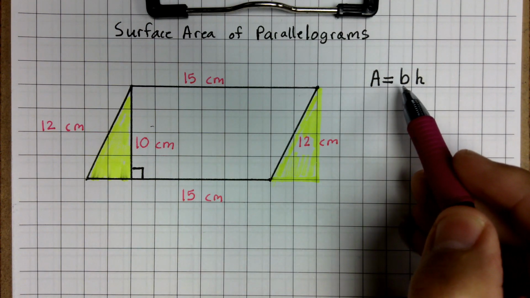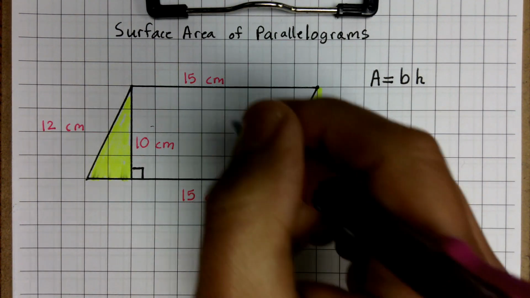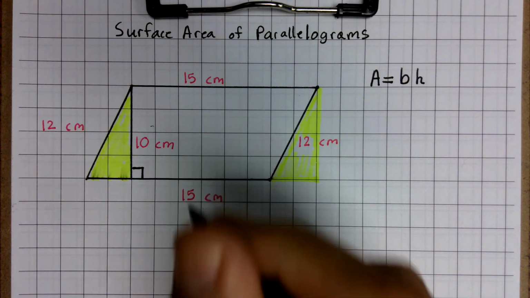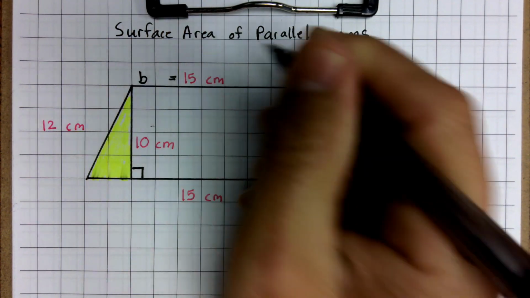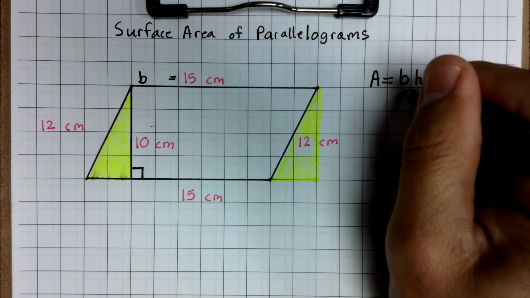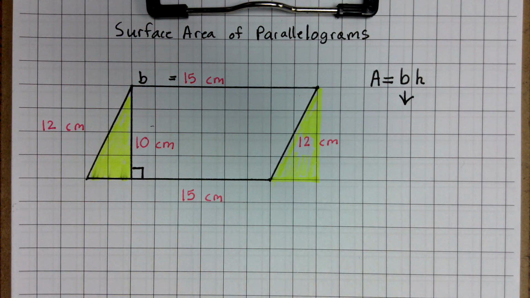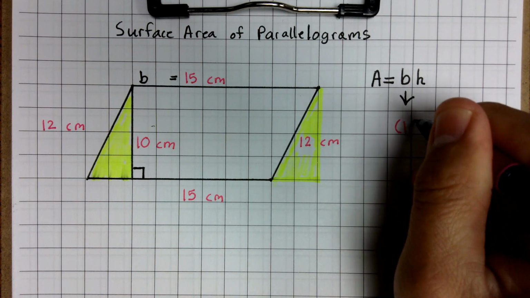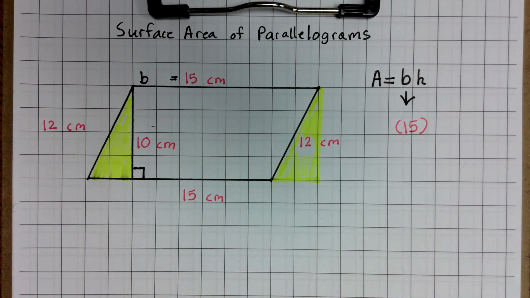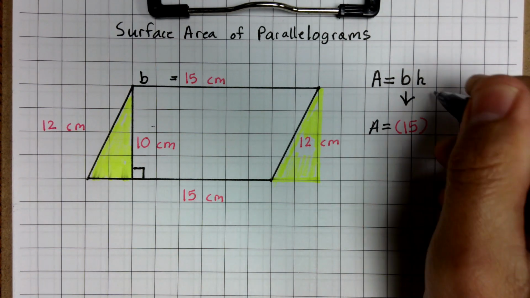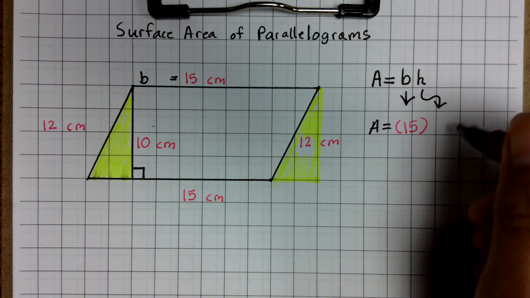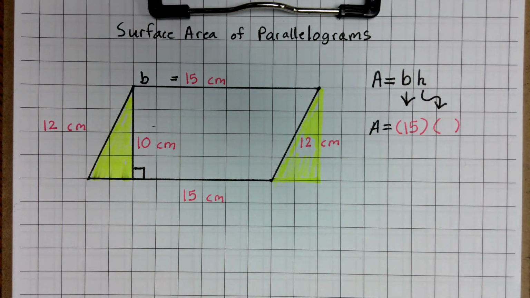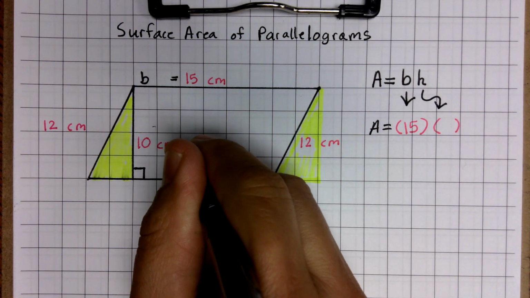So the formula just says, if we take the base of a parallelogram, and I'm going to start labeling stuff, the base is going to be 15. So B equals 15. So for this B, I'm going to substitute in parentheses 15. And then we take the height of the parallelogram. And so for the height, that's going to be this 10.